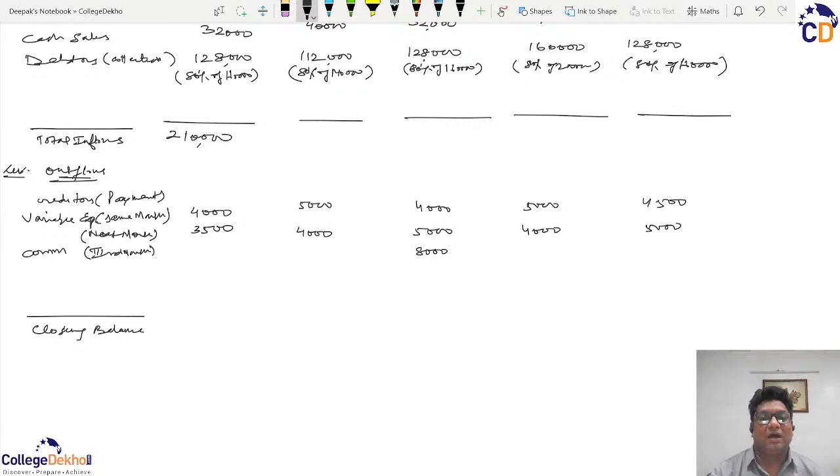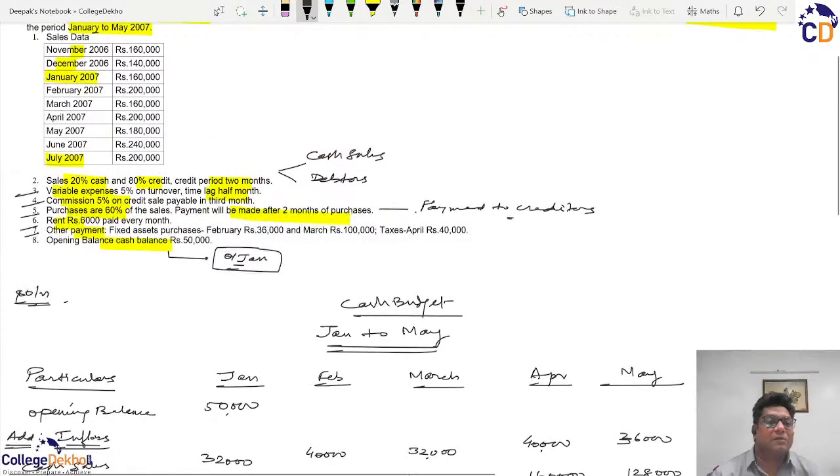फरवरी की सेल 2 लाख का 5% 10,000 कब पे होगा? अप्रैल में. मार्च की सेल 1,60,000 का 5% 8,000 कब पे होगा? मई में. सिमिलरली नवंबर की सेल 160 का 5% 8,000 कब पे होगा? जनवरी में, और दिसंबर की सेल 140 का 5% 7,000 कब पे होगा? फरवरी. तो हमने 2 महीने का क्रेडिट यानी कि थर्ड मंथ में उसको पे कर दिया.